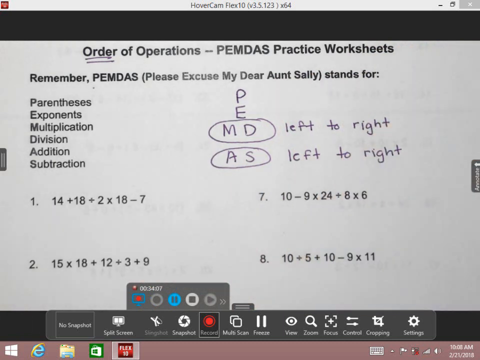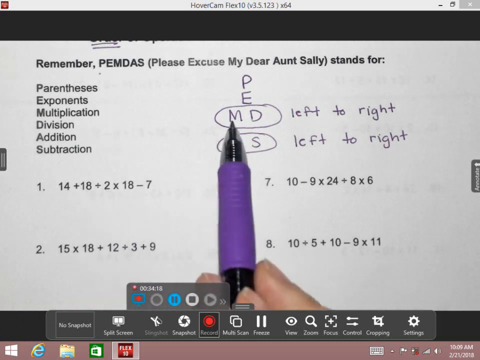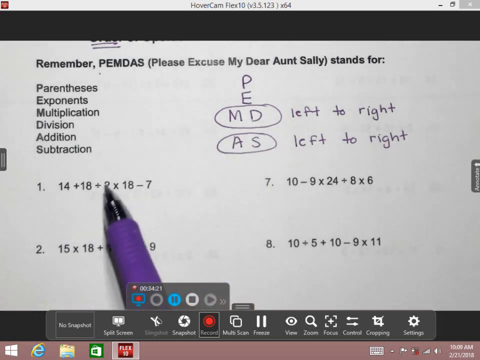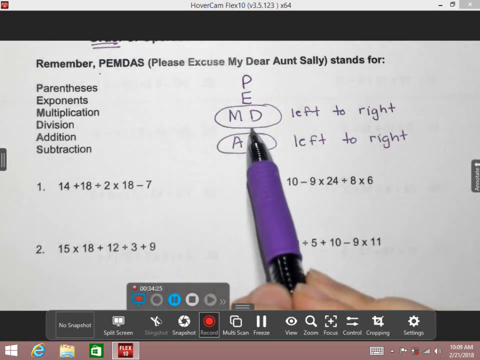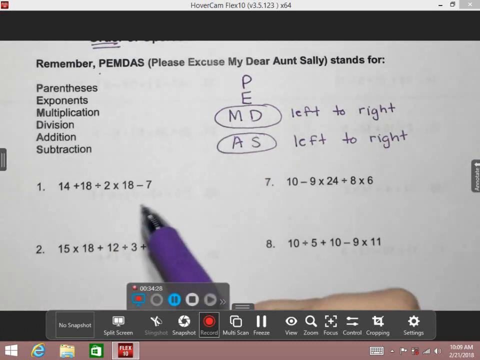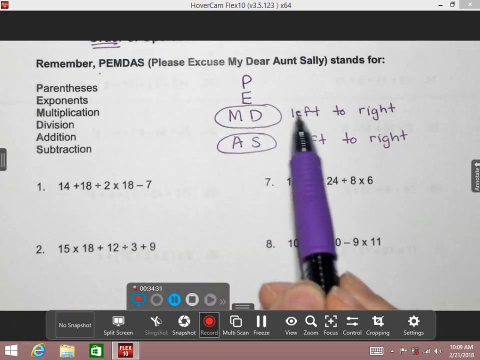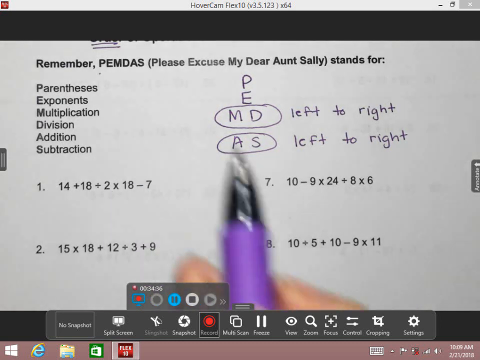All right? So we're going to look at number 1 first. Are there any parentheses on number 1? No. Are there any exponents on number 1? No. Is there any multiplication and division? Yes, I have this division symbol and I have this multiplication symbol. Now guys, please remember, just because m comes first, does that mean we multiply? No. In fact, we're going to go whichever one was first in the problem. Which one was first in the problem? The division.